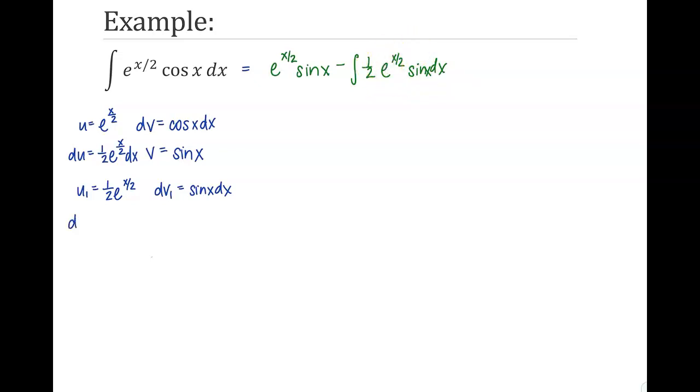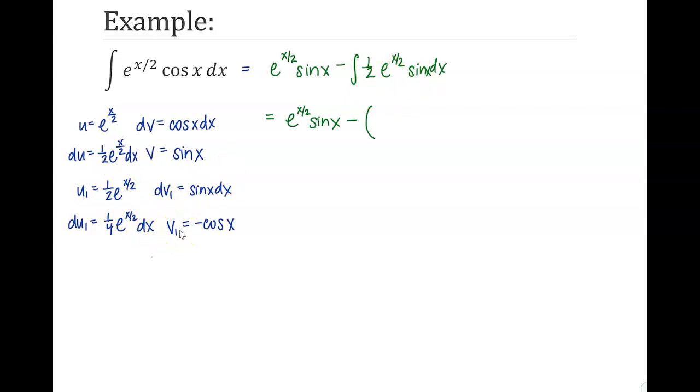And so we get du1, the derivative, would be 1/4 e to the x over 2 dx. And when I take the antiderivative of sine x, I'm going to get negative cosine x. All right, so let's see what happens. We're going to bring down our e to the x over 2 sine x. And then we have minus, and here's where we have to be careful. This negative is going to have to distribute. So we're going to apply parts again, where I have u1 times v1.